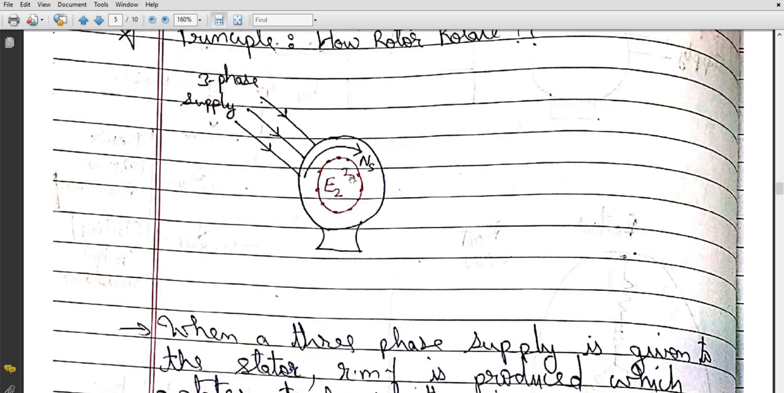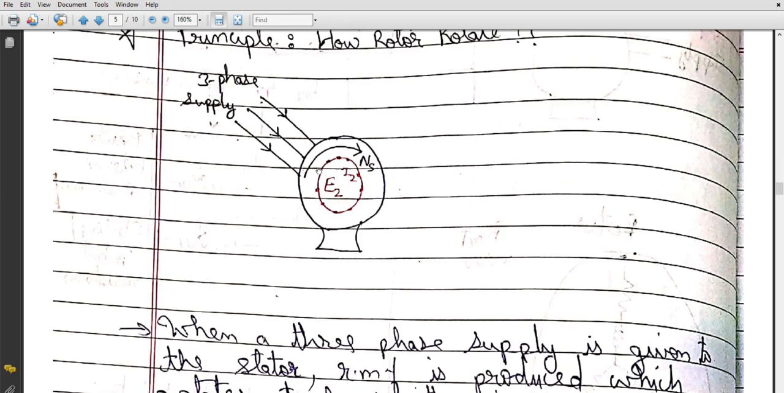But let me tell you one thing: though the rotor actually wants to catch the speed of the stator field, it will never be able to catch the speed ns. Why? Because as soon as the speed of the rotor is ns, the relative speed will be ns minus ns, 0. And if the relative speed is 0, there will be no flux linkage. And if there is no flux linkage, then there will be no induced EMF, and hence no current, and hence no torque, and this motor will stop.